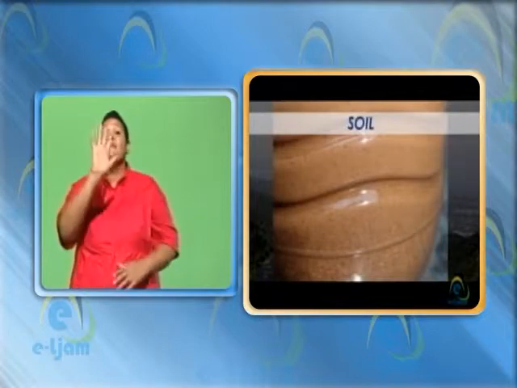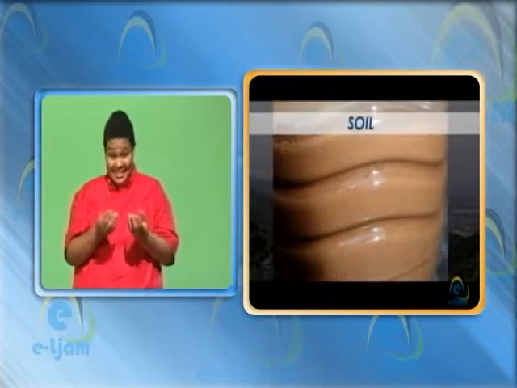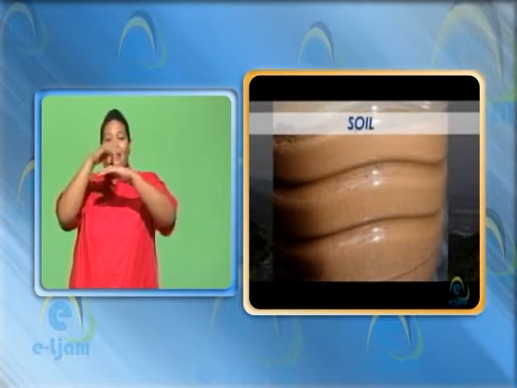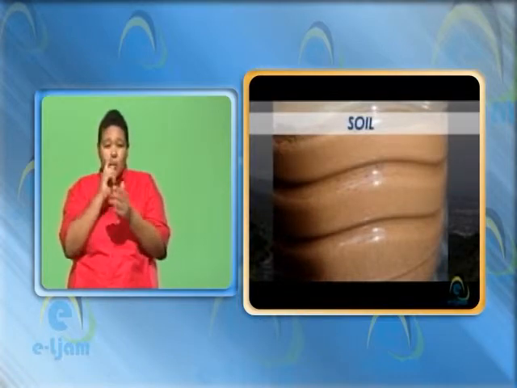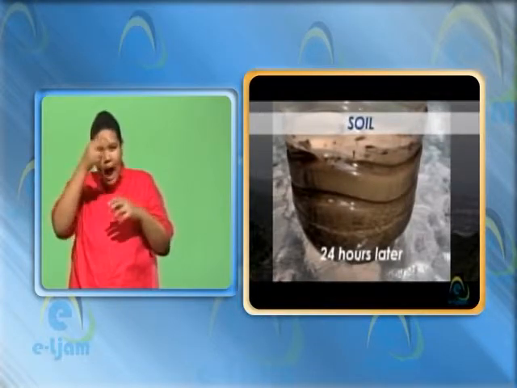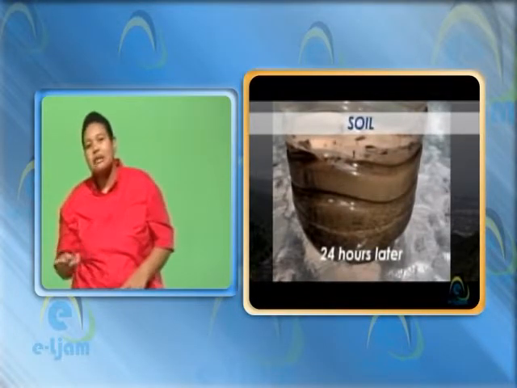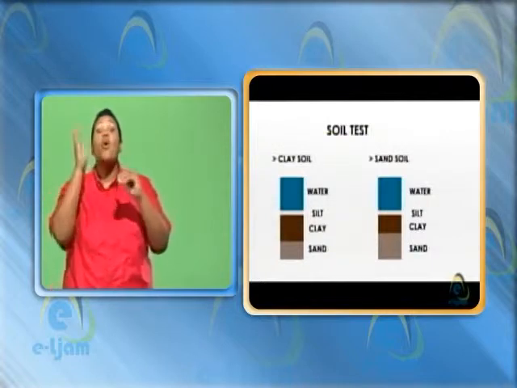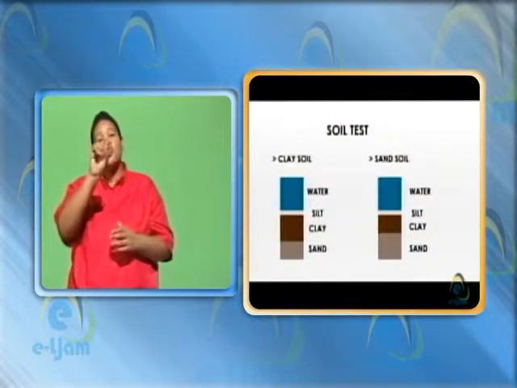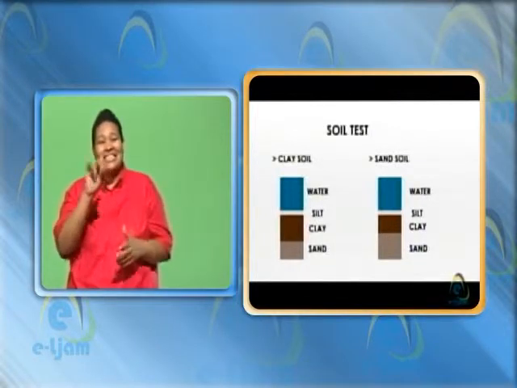5. Sand will settle on the bottom, clay above the sand, and silt, the finest grained soil, will settle on the top. Measure the heights of the various soils. 6. If more than half is sand, the soil is sandy, and if more than half is clay, the soil is clay.